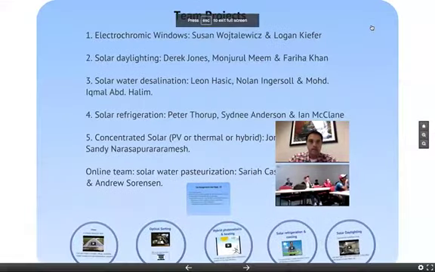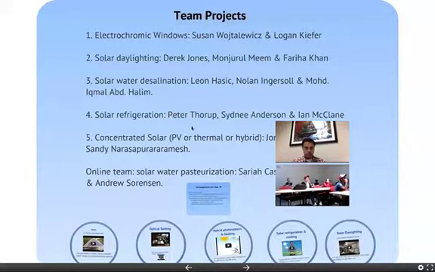That's the hope. Okay, so coming back to the project, these are the teams. Hopefully everyone sees their name on there. We have a team working on electrochromic windows. We'll see what those mean; the team will enlighten us. Another one, solar daylighting. Another one, solar water desalination. Solar refrigeration, and concentrated solar, which can be photovoltaics or thermal or some hybrid. It's up to you. And we have a team working on solar water pasteurization.